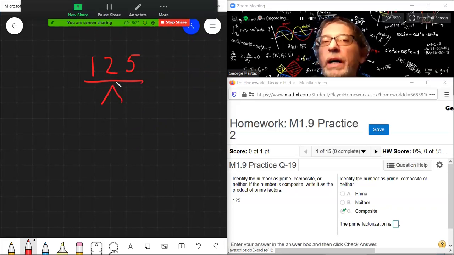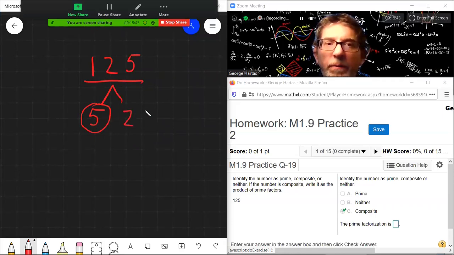So this number ends in 5. So guess what? I know 5 goes into it for sure. 125 is divisible by 5 because it ends in 5. So I know that 5 times something is 125. I also know that 5 is a prime number. I'm going to circle it. Now, the work we did earlier, we know that 5 times 25 is 125. So now we got to ask ourselves, is this a prime number or a composite number? And the fact that this ends in 5 tells us that, again, 5 goes into it. In fact, 5 times 5 is 25, right?